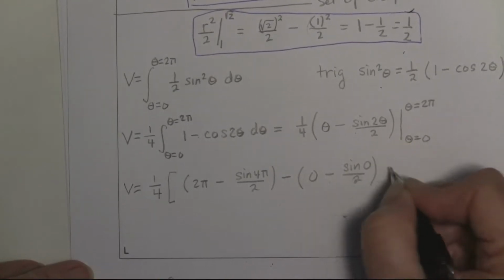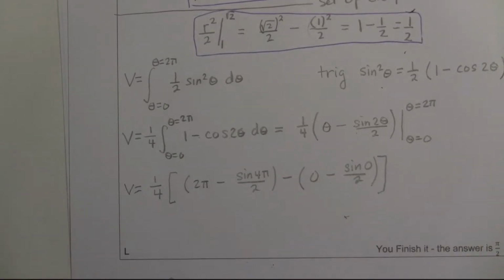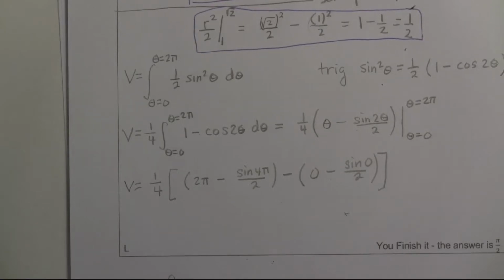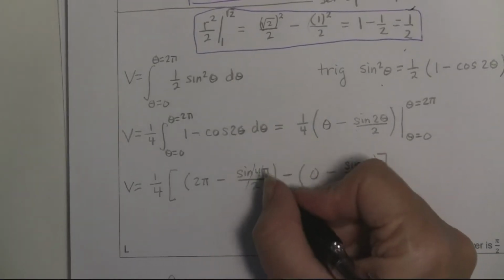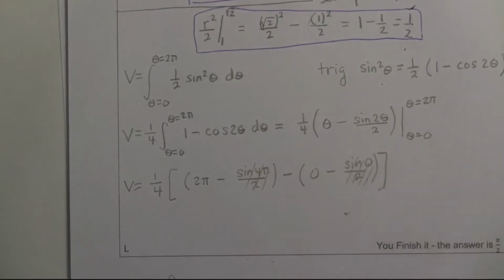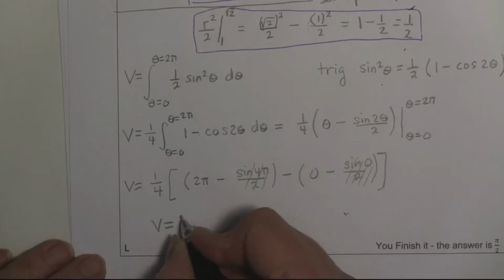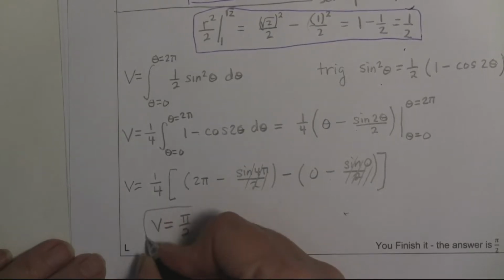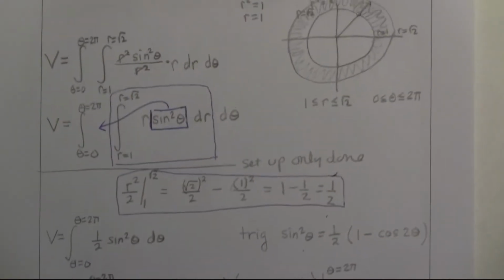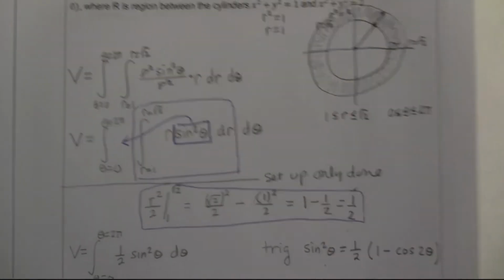Now, good news, everyone. The sine of 4 pi is equal to 0. And so this part is 0, hot diggity dog. And also sine of 0 is equal to 0. So that's great. This part's already 0. So it just becomes 1/4 times 2 pi. And if you multiply 1/4 times 2 pi, you get pi over 2 as your volume. And that's what I said the answer would be. So that's great. Did a lovely job on that.